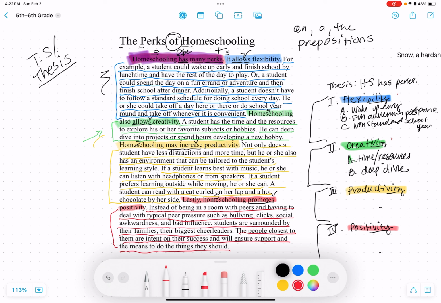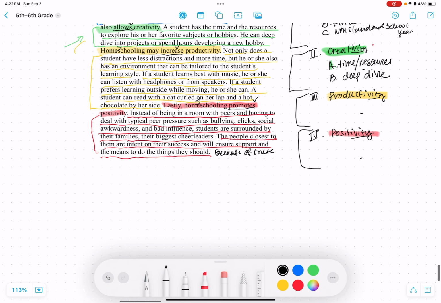And of course, we would end this with a restatement of the thesis. Homeschooling has many perks. You could say, because of these reasons, homeschooling should be a sought-after option, or something like that.